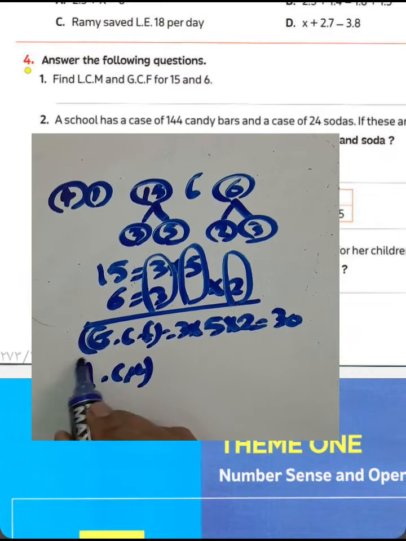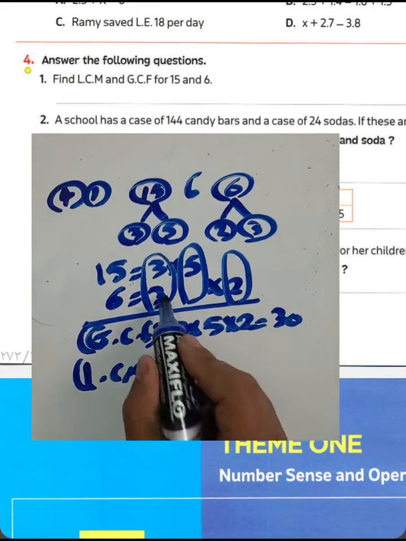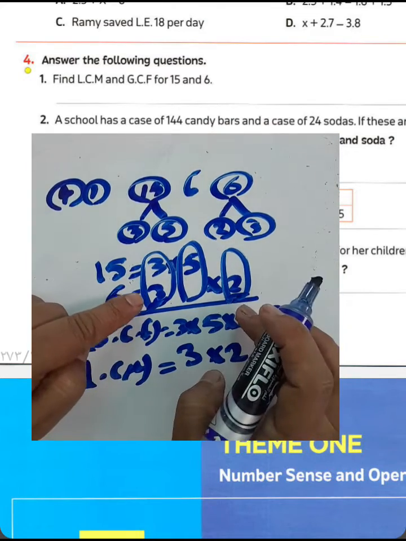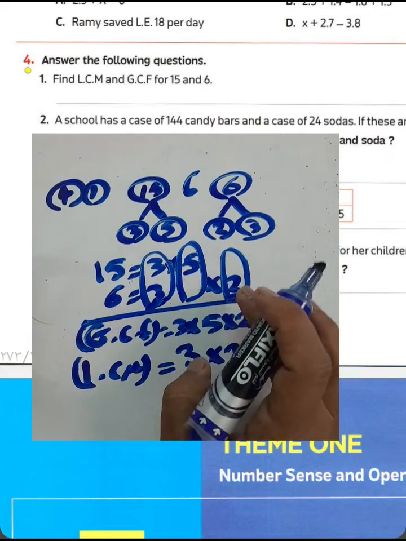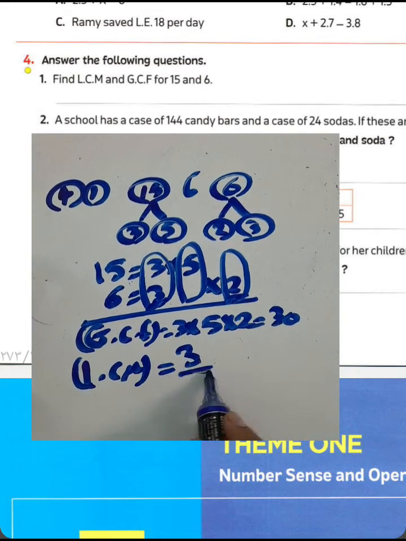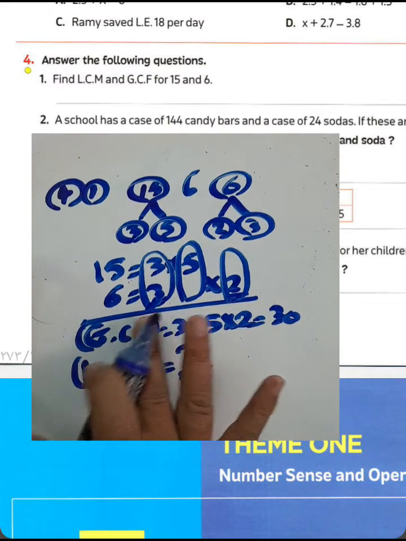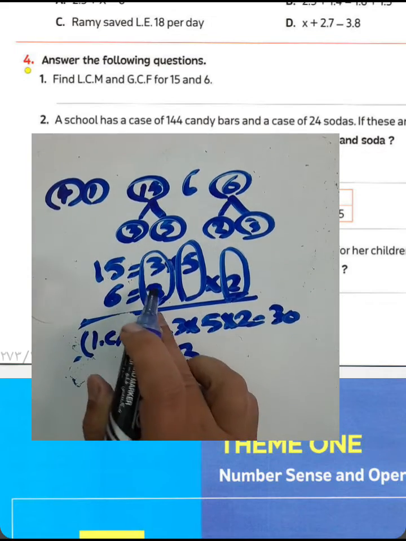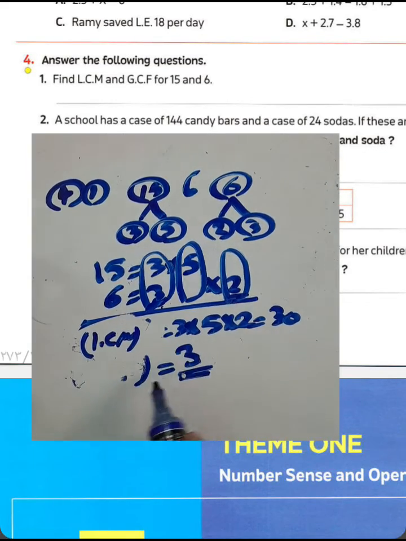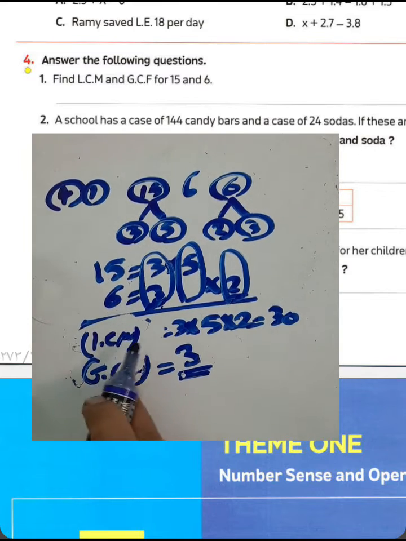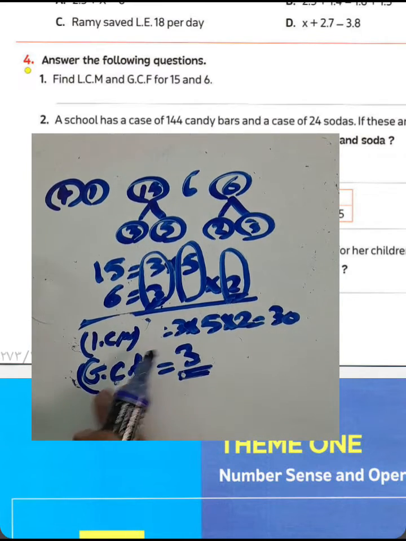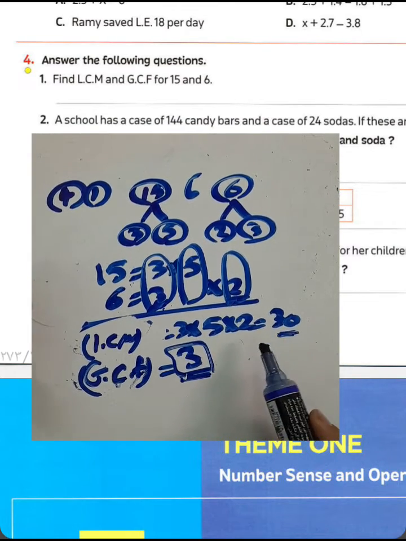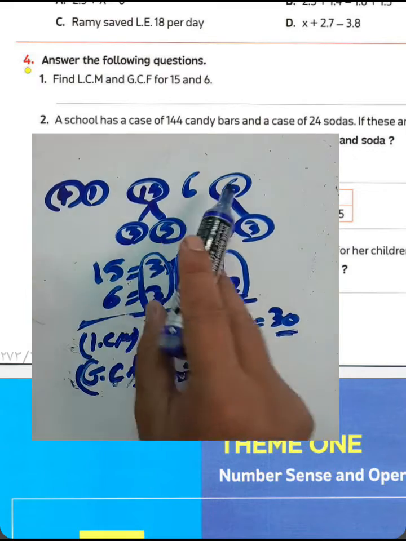And the least common multiple between them: we take the 3 here and the 2. Write one digit from the common. Where is the common? We have the common 3 only. So I write here the least common multiple is 3 times 5 times 2, and the greatest common factor will be 3 only. Okay, the least common multiple will be 30, and the greatest common factor between 15 and 6 will be 3.